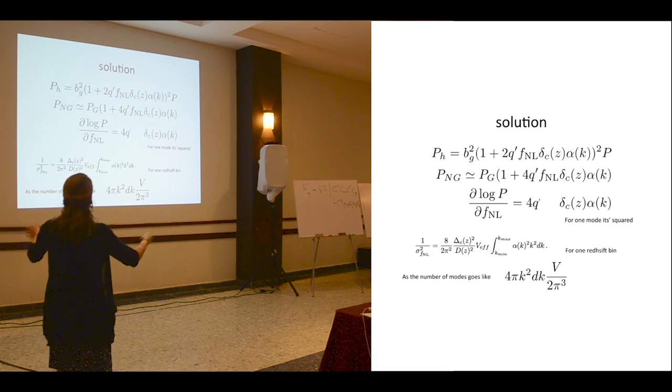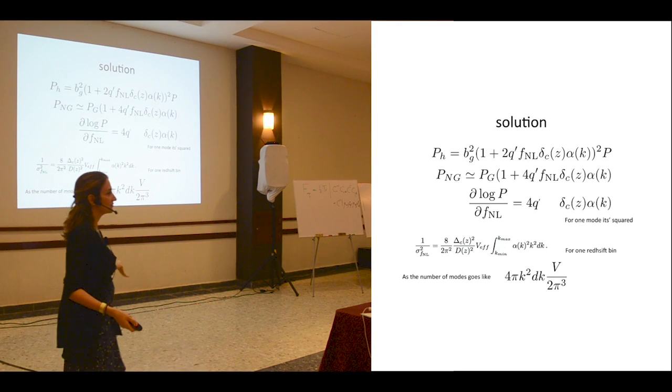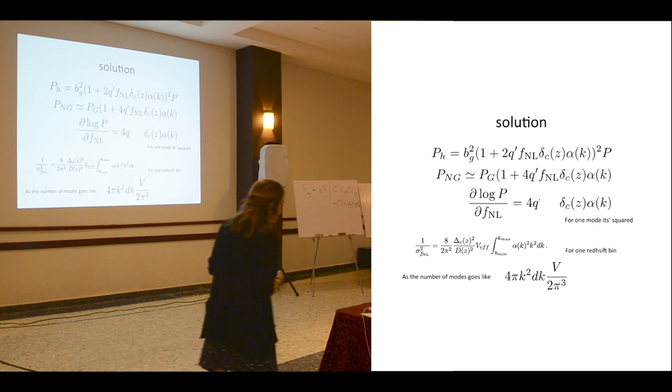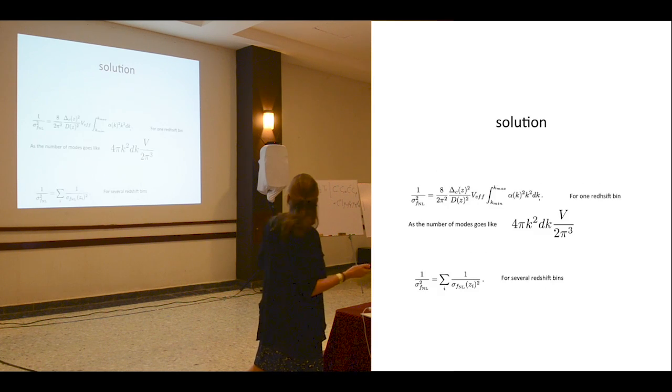If you want to divide this survey in redshift bins, you end up with an equation like that. So that's for one redshift bin. And then if I want to sum over redshift bins, if the redshift bins are independent, you just sum.